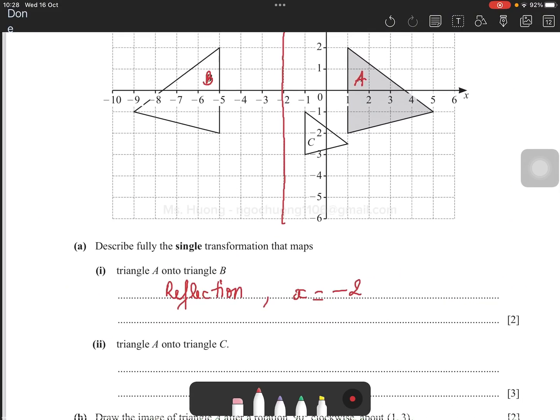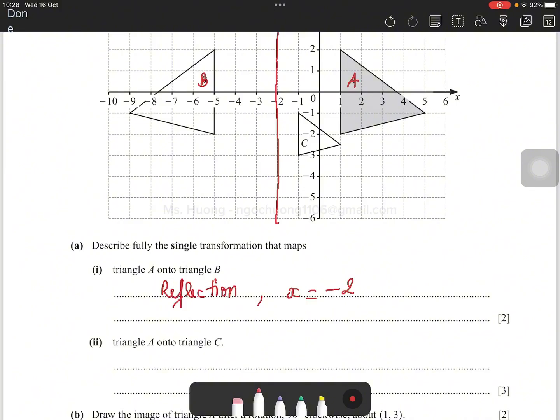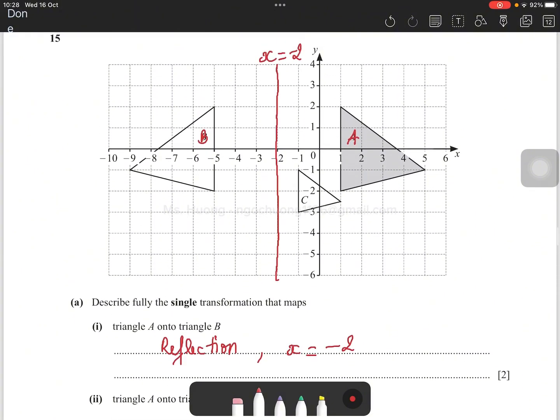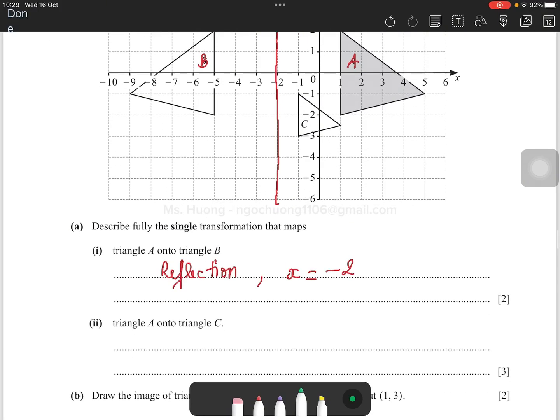The second question, the transformation from triangle A onto triangle C. From A to C, we can see that it should be an enlargement. To describe an enlargement, we need a few things. The first one is the center of enlargement, and the second is the scale factor.